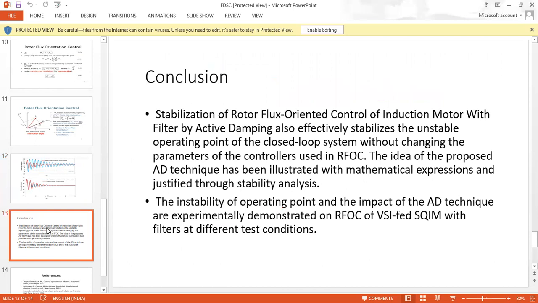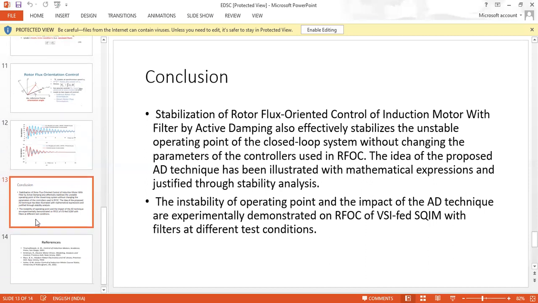Conclusion: stabilization of rotor flux oriented control of induction motor with filter by active damping also effectively stabilizes the unstable operating point of the closed loop system without changing the parameters of the controllers used in RFOC. The idea of the proposed AD technique has been illustrated with mathematical expressions and justified through stability analysis. The instability of the operating point and the impact of the AD technique are experimentally demonstrated on RFOC of VSI fed SQIM with filters at different test conditions.